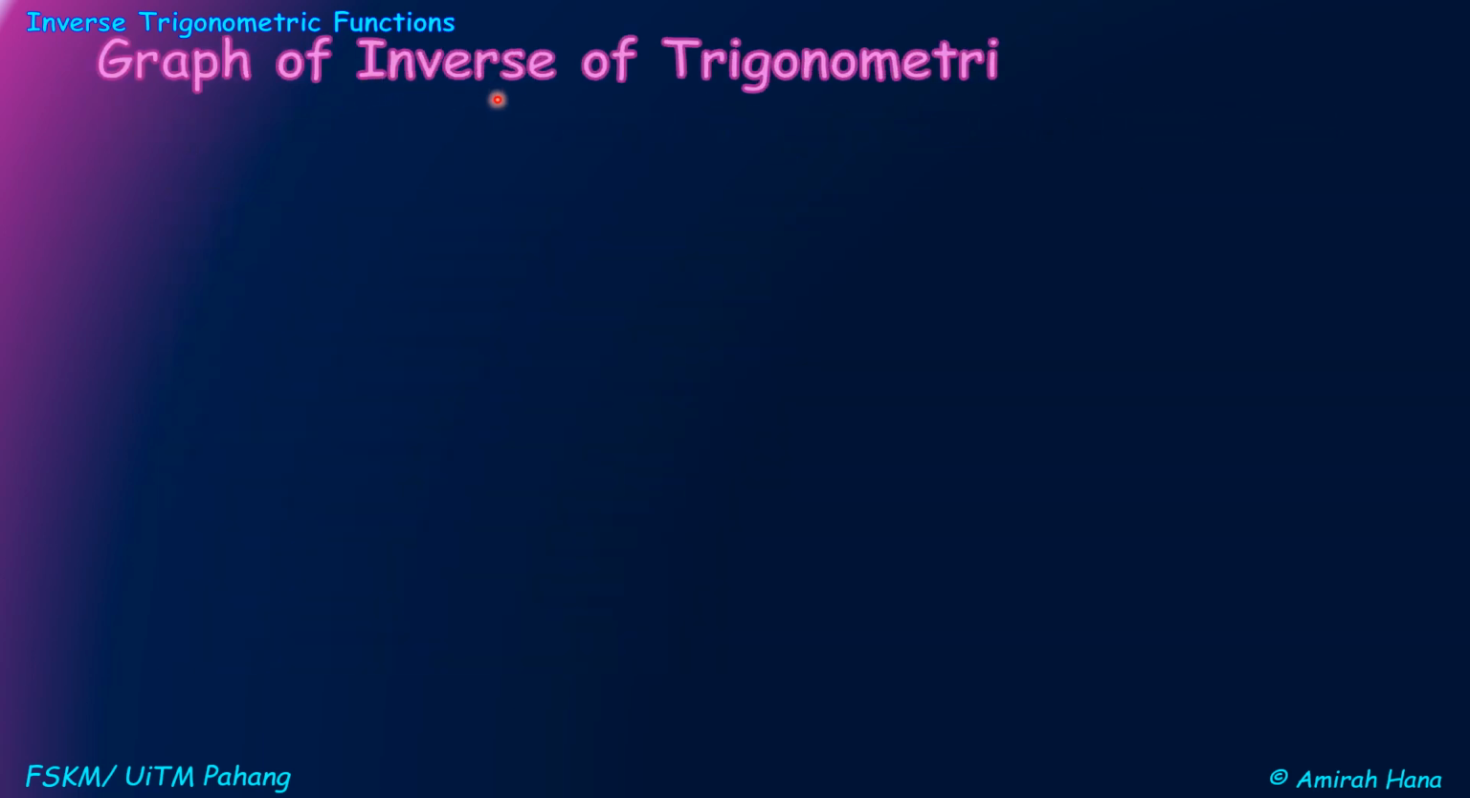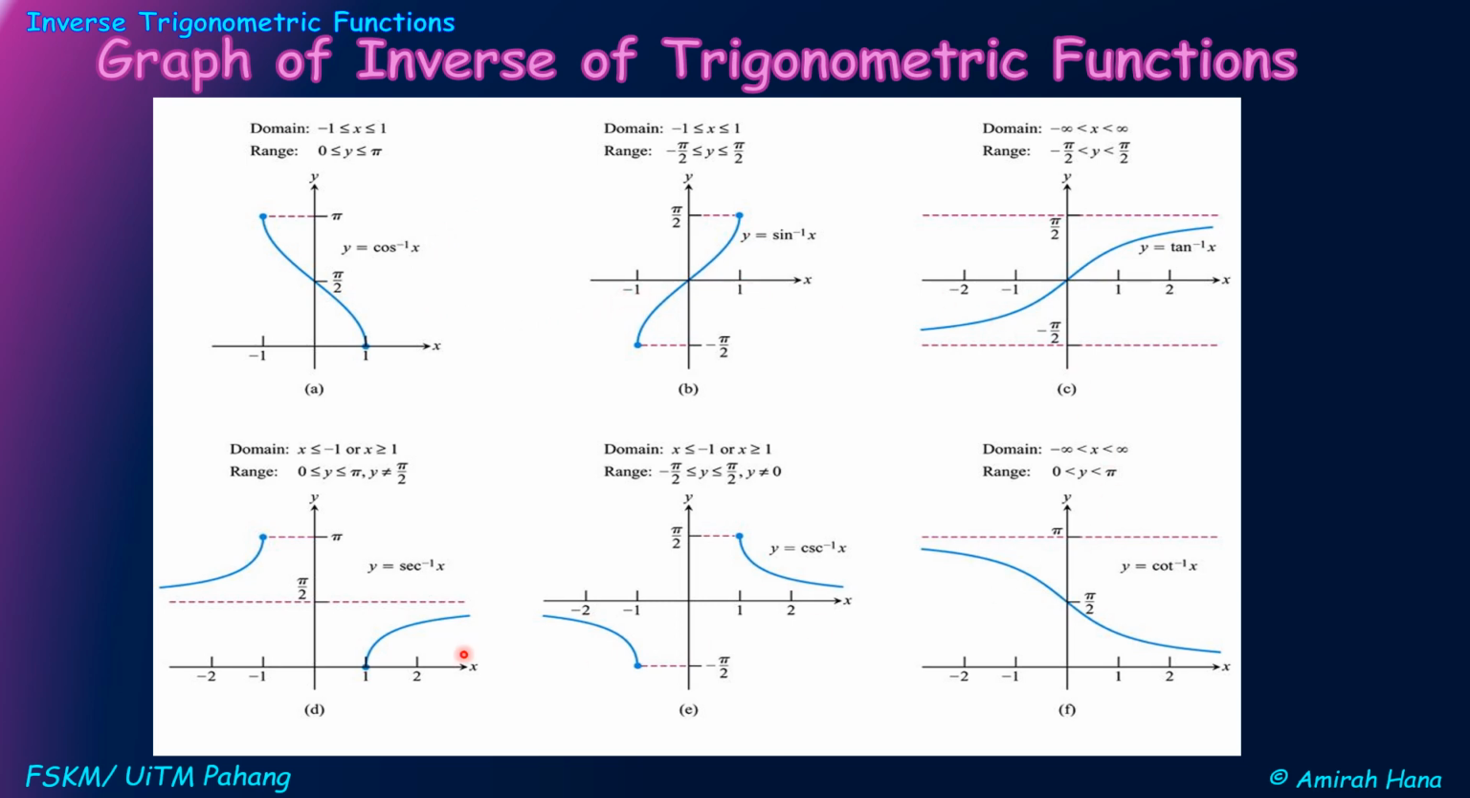Now we look at the graphs of inverse trigonometric functions. Here are the graphs of inverse trigonometric functions. We have 6 graphs here. This is the graph of inverse cos and the graph of inverse sine with the given domain and range. This is the graph of inverse tangent with the given domain and range. This is the graph of inverse sec x, the graph of inverse cosec x, and the graph of inverse cot x. The graph of an inverse trigonometric function is found by reflecting the graph of the ordinary trig function through the line y equals x. So we get these graphs.